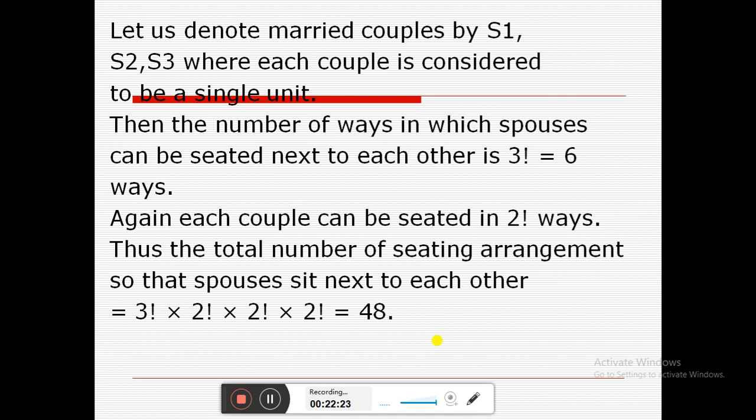Again, each couple can be seated in 2 factorial ways. Thus, the total number of sitting arrangements so that the spouses sit next to each other is 3 factorial into 2 factorial into 2 factorial into 2 factorial. We use 2 factorial 3 times because there are 3 couples. That is why 3 2-factorials are taken. The answer is 48 different ways a spouse can sit next to each other.